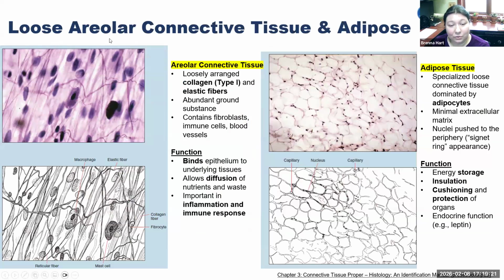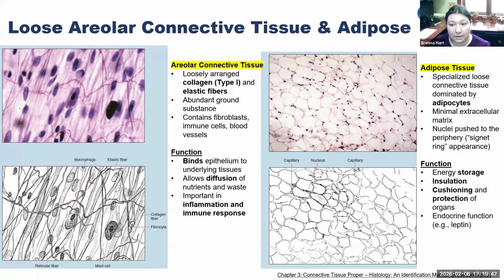And then we are moving on to loose areolar connective tissue and adipose. So over here we have our areolar connective tissue. It's type 1 collagen. You have all these elastic fibers. You've got the collagen fibers running through. So collagen fibers, collagen fibers. That's the main supportive network there. It has abundant ground substance and it contains fibroblasts, immune cells, and blood vessels.